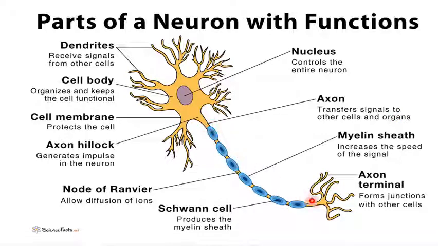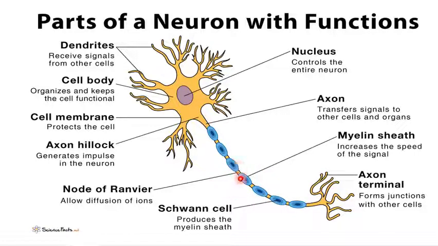So this is the axon. Some axons can be very long, extending 1 meter or more, and some neurons don't even have an axon. In the axon, there's a covering we call the myelin sheath. The purpose of the myelin sheath is for the nerve impulse to travel efficiently and to increase the speed of the signal. The myelin sheath is produced by the Schwann cells. So these are the Schwann cells.